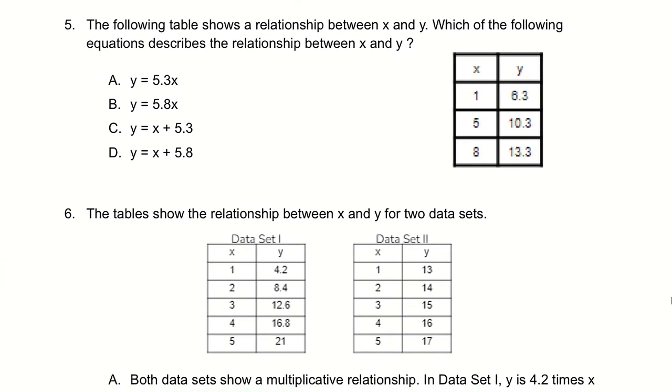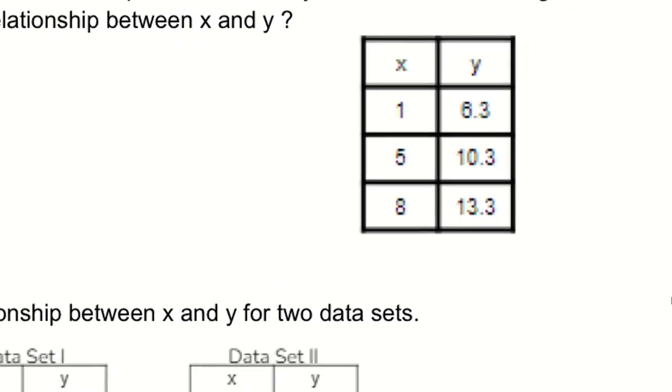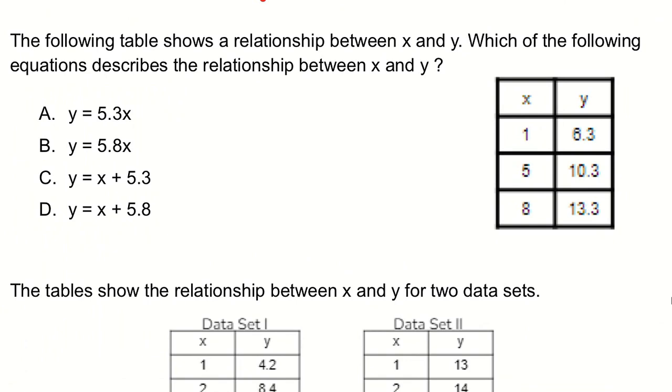All right, number next. The following table shows a relationship between X and Y. Which of the following equations describes the relationship between X and Y? When I'm looking at a table, I am going to label. I'll write I and D. I don't need to write X, Y because the X and Y are already there. I know that my equation should start with the dependent variable. Oh, they all start with Y.